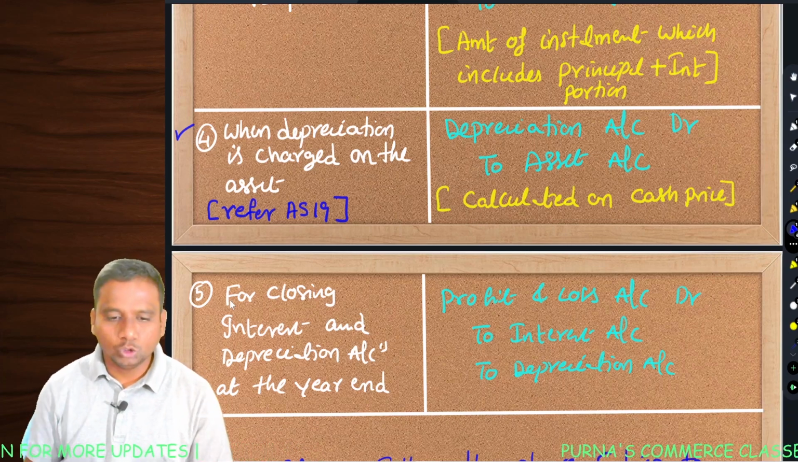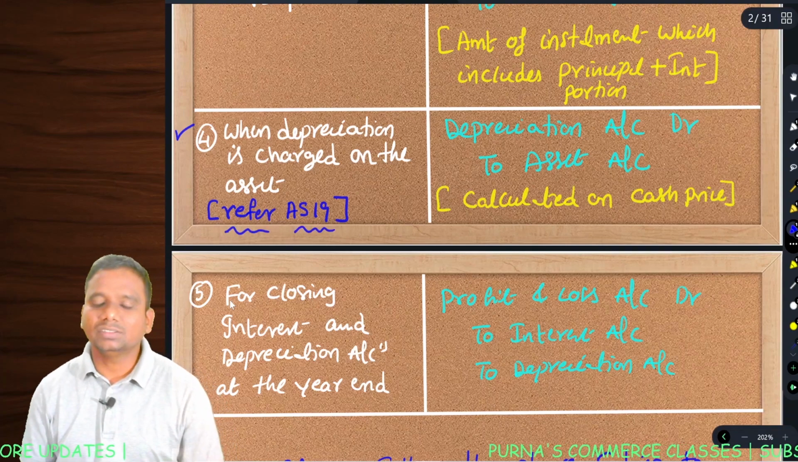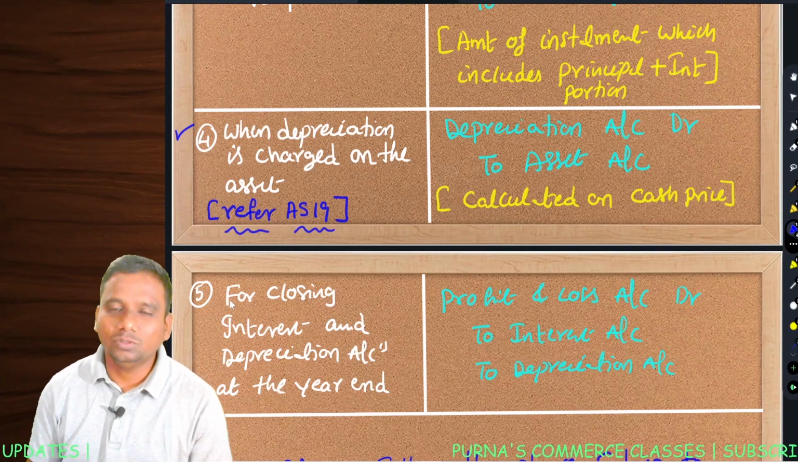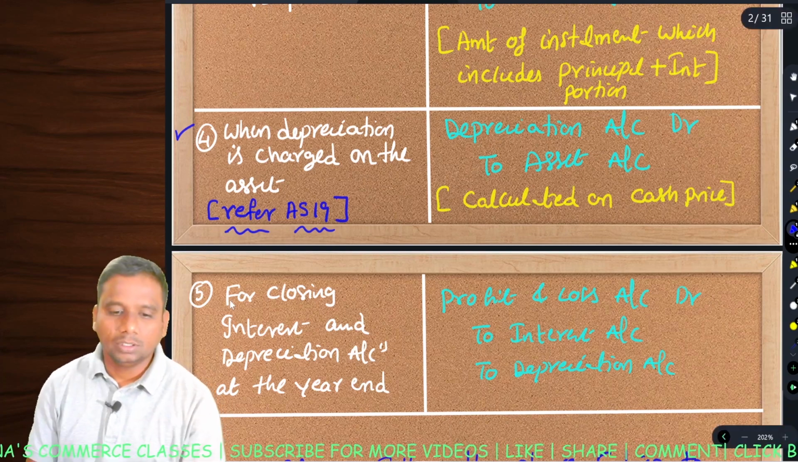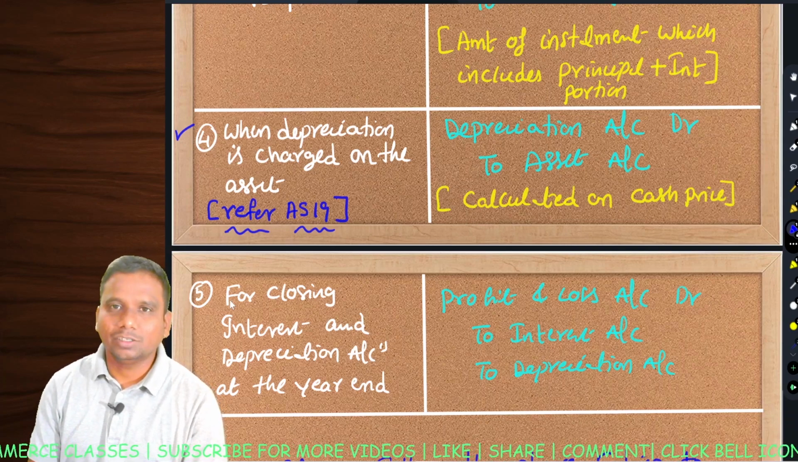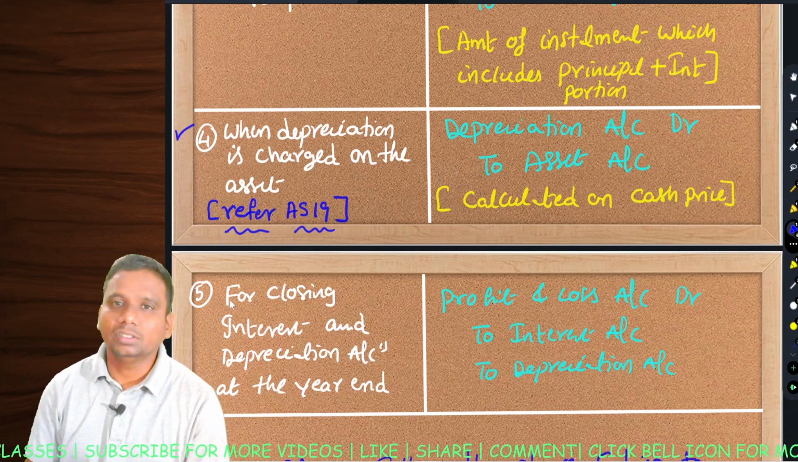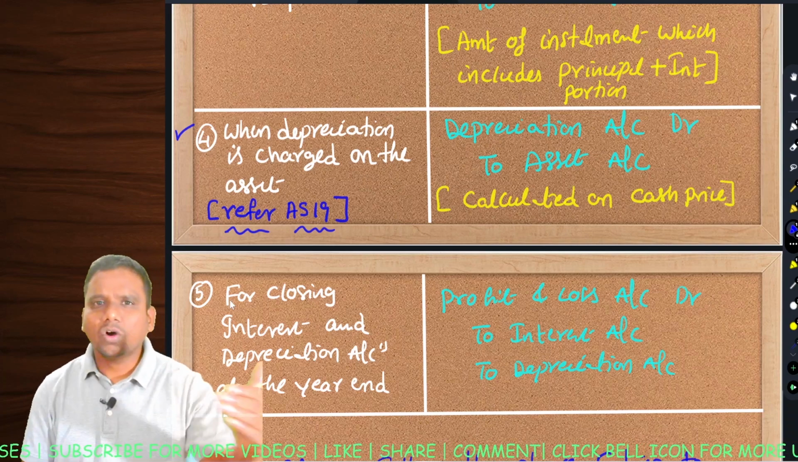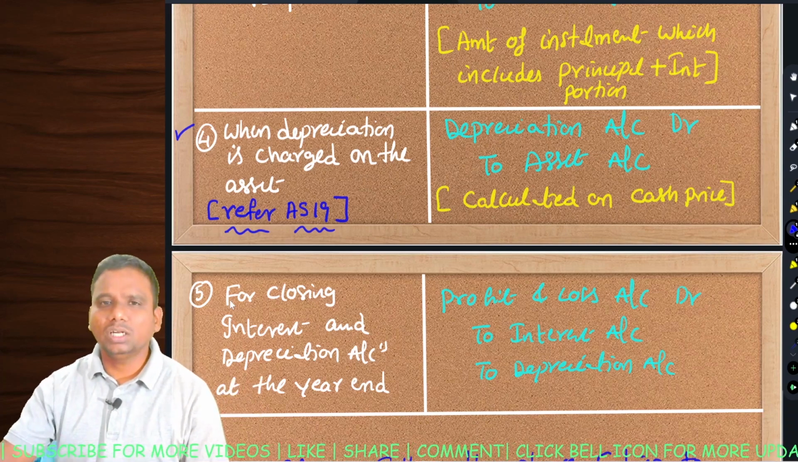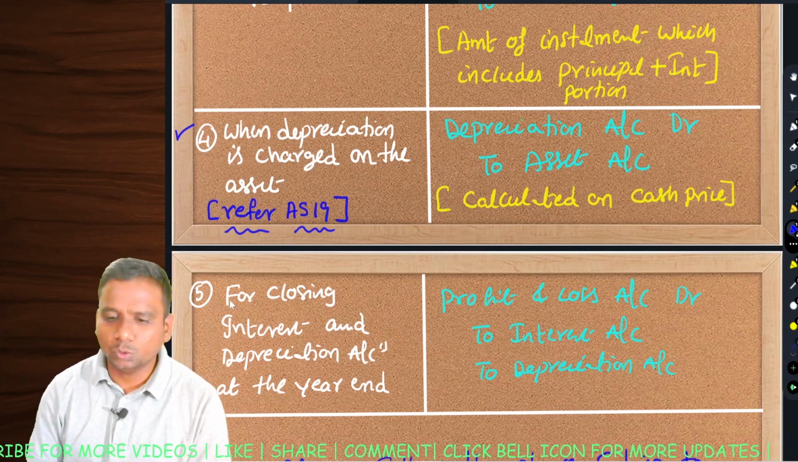For that, you should refer AS 19. AS 19, lease, accounting for lease transactions. Understood everybody? What is the entry for depreciation? Tell me. Depreciation account debit to asset account. In the CA foundation level, we have seen the accounting for depreciation. So according to that concept, we do the accounting treatment practically. But here, it is enough to write this entry.